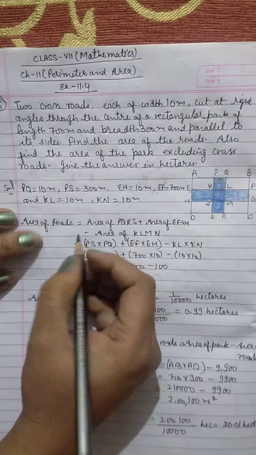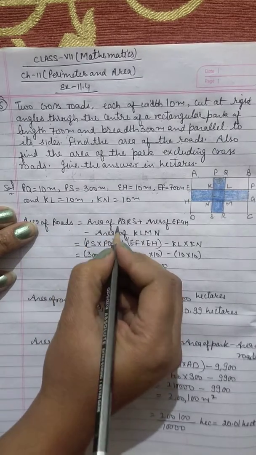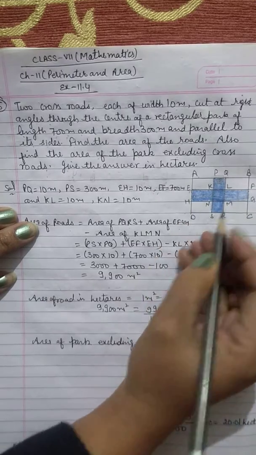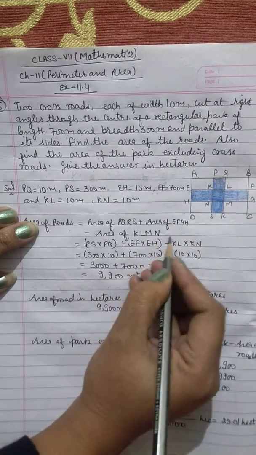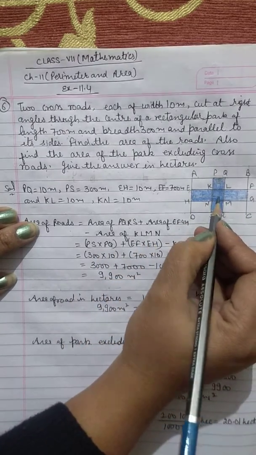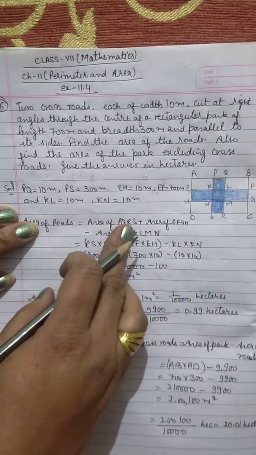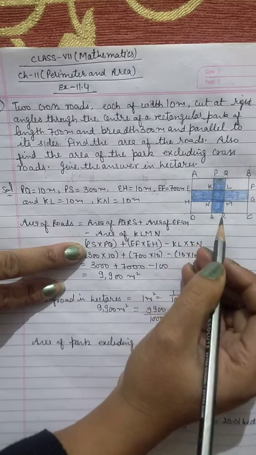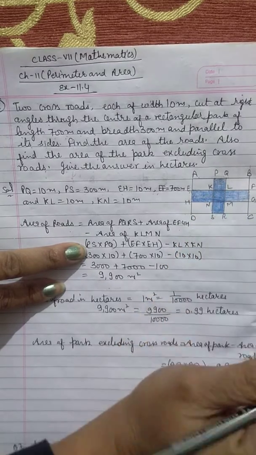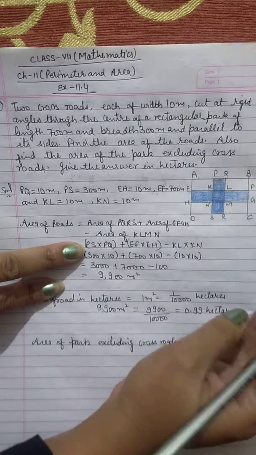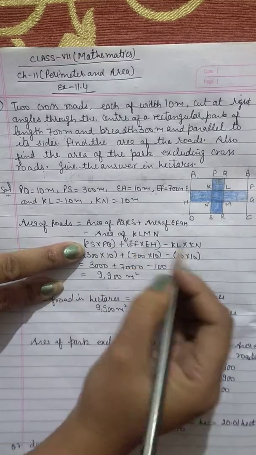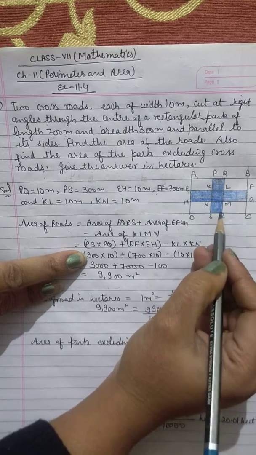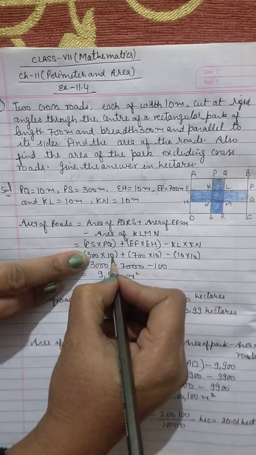So see how to start. Area of road is equal to area of PQRS, meaning this one road, then area of EFGH, meaning this one road, minus area of KLMN, meaning this one road here. Fine. When you find out the area of PQRS, what we'll use here? We'll use length as PS and width we can use PQ or SR. That is up to you, which one you want to write here. Fine. That is here 300, because this length is 300 multiplied by width 10. So 300 multiply 10 here.